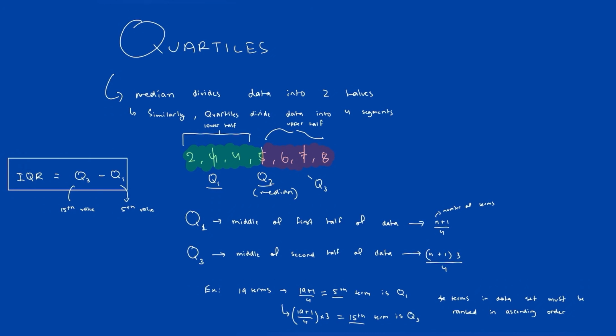So our interquartile range is just the value of quartile 3 minus the value of quartile 1. So in this example, we said that our fifth term is quartile 1 and our 15th term is quartile 3. So the value of the 15th term minus the value of the fifth term will give you our interquartile range.